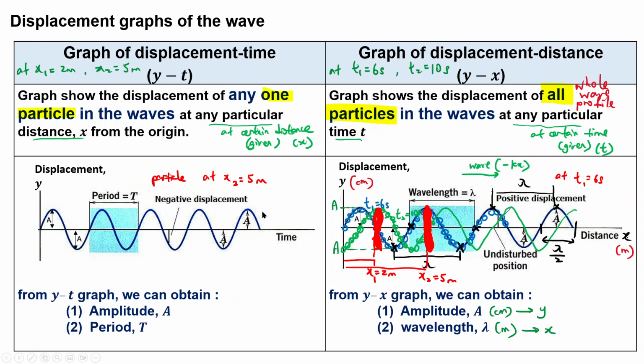So that is it. It shows the oscillation of the particle at maybe this position over time. That's why it just focuses on one particle at a certain distance. Okay. So since it only focuses on one particle, we can see how much time it used to complete one oscillation.